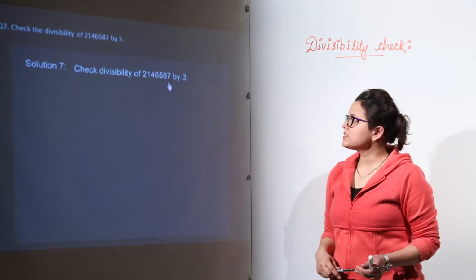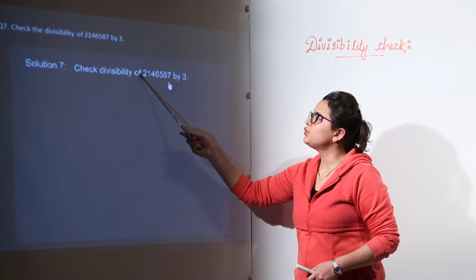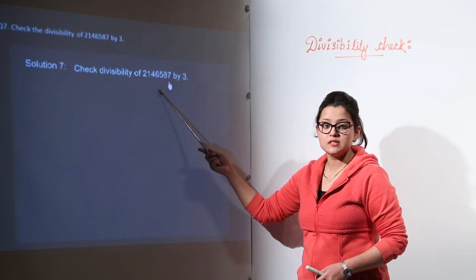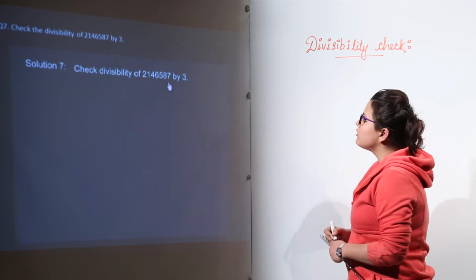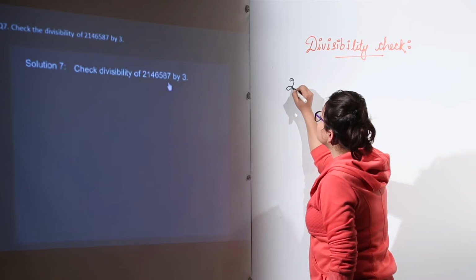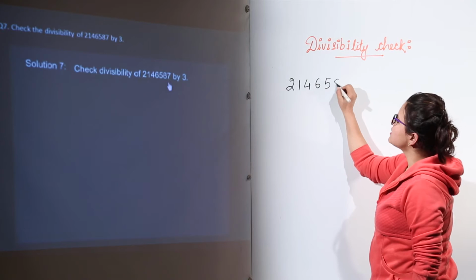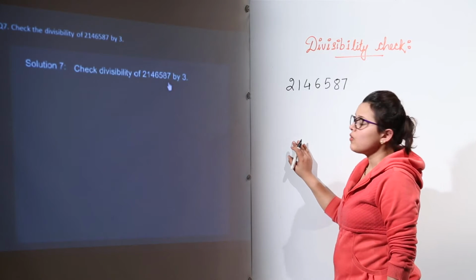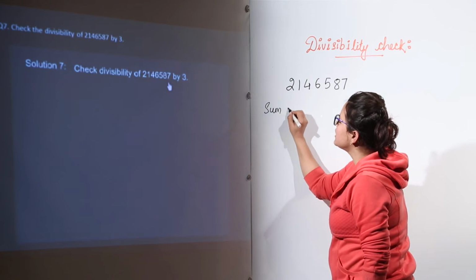Now another question. We have to check the divisibility of this number, 2146587, to check whether this number is divisible by 3 or not. So what we do is we will write down the number, that is 2146587. If this number has to be divisible by 3, what should be the case? We have to check the sum of its digits.